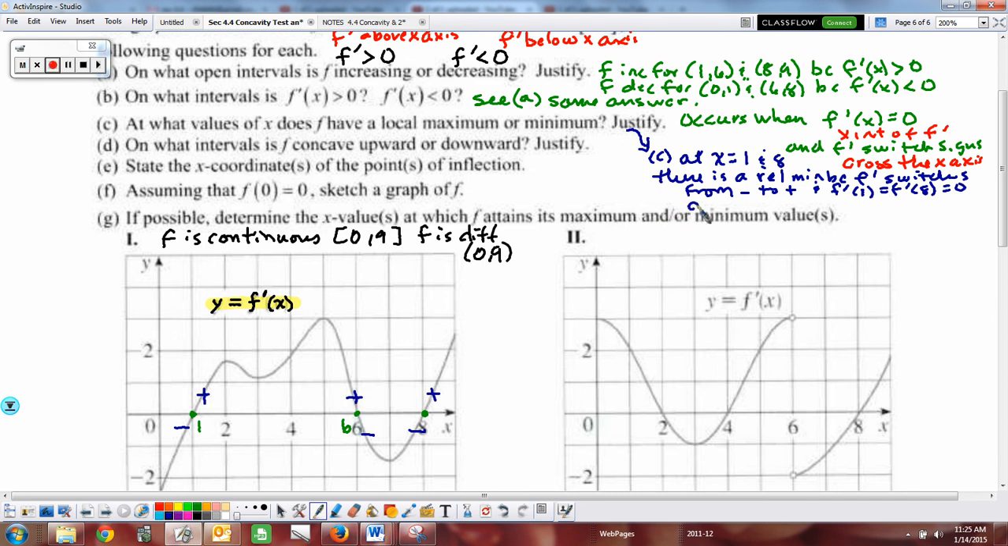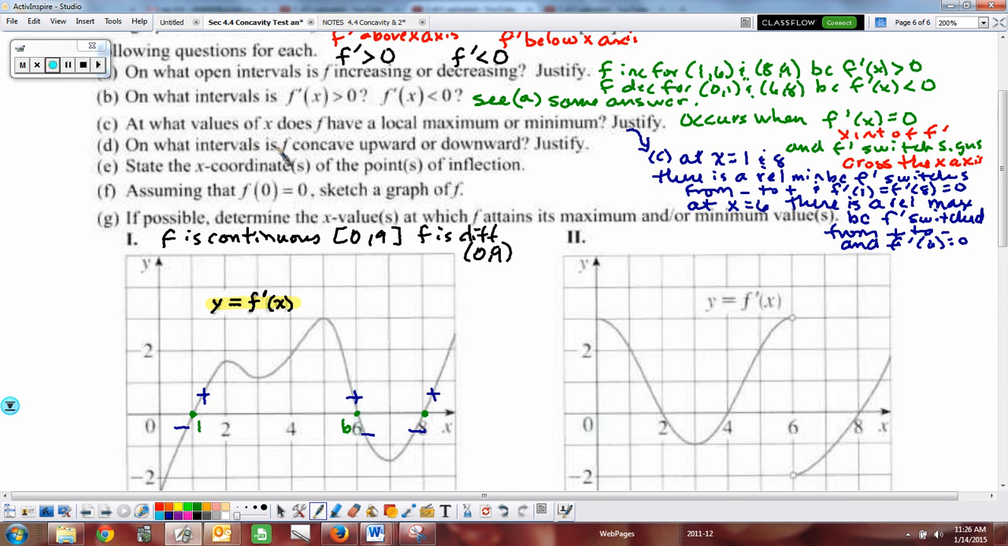And then also at x equal to 6, there is a relative max because f prime switched from positive to negative, and f prime of 6 was equal to 0. All right, so interpreting our graph.